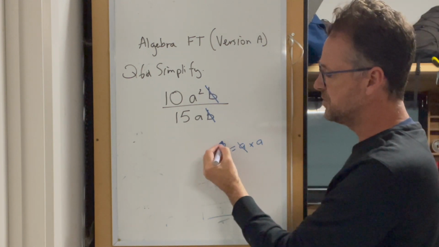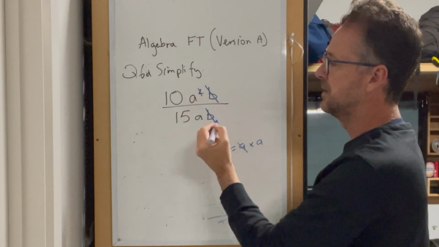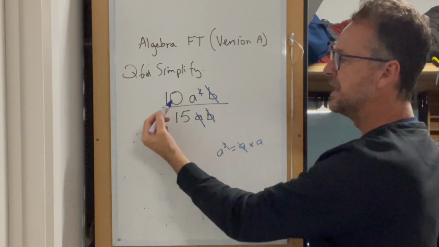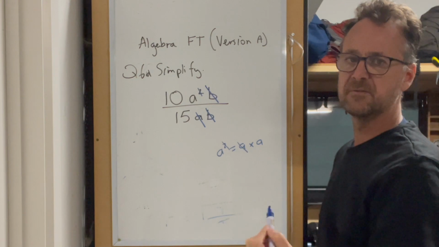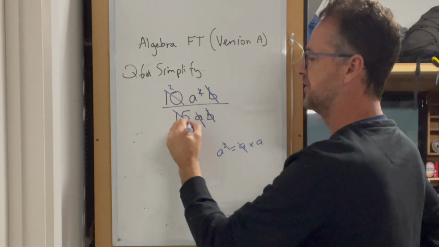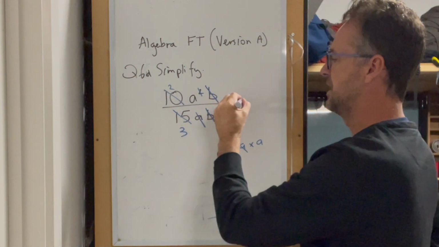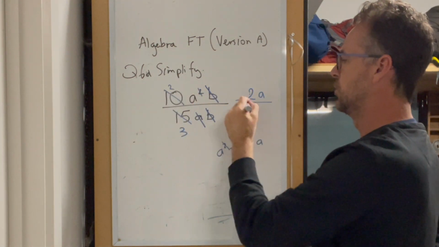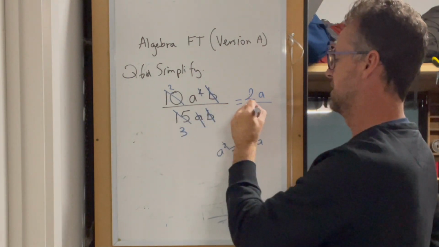So what we do is we cross out the power. Okay, that leaves one a there, and we cross out the a at the bottom here. And we've got 10 and 15, and we know that 5 goes into both of those. So 5 goes into 10 twice, and 5 goes into 15 3 times. And then that gives us 2a all over 3.